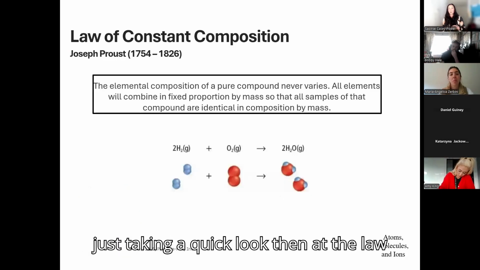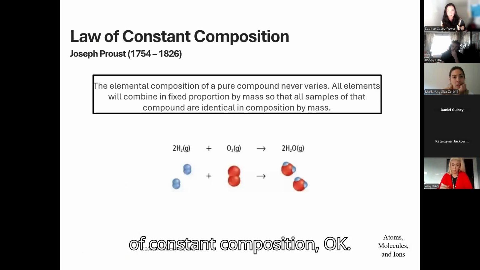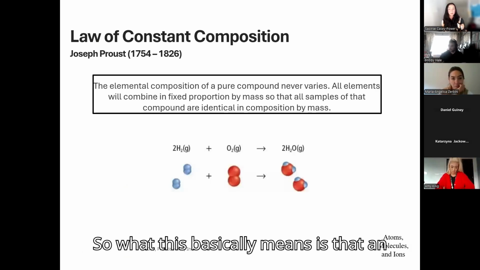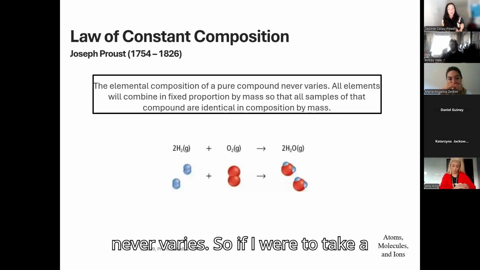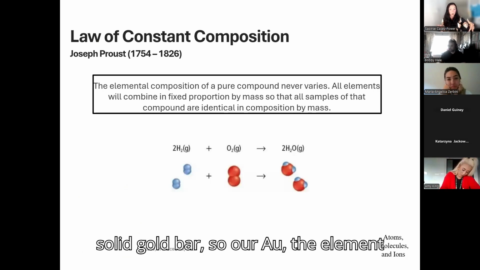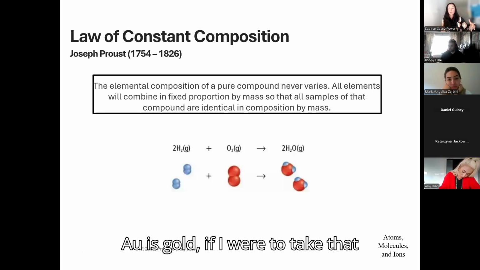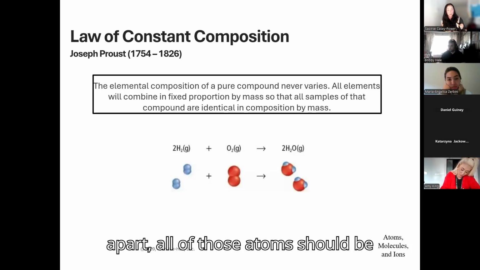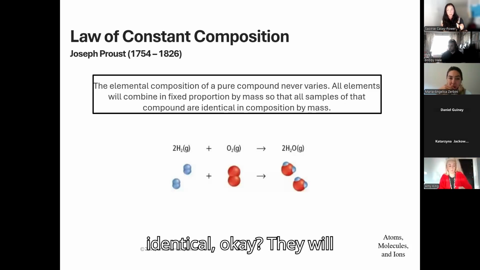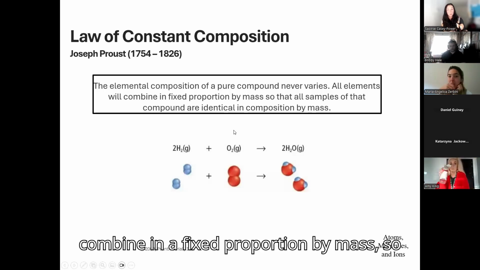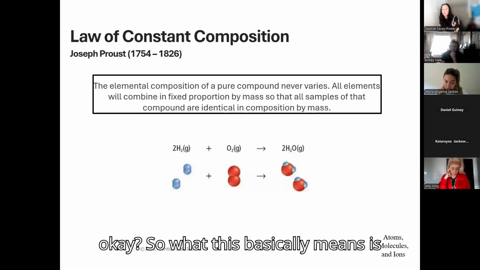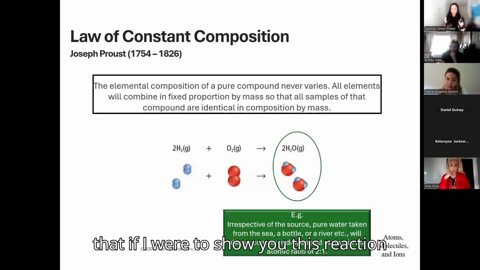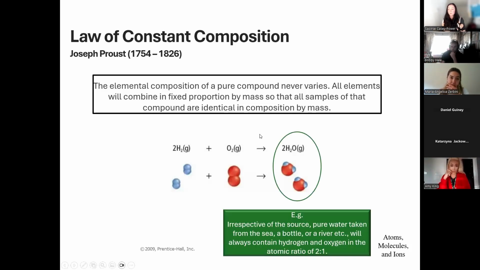So just taking a quick look then at the law of constant composition, okay? What this basically means is that the elemental composition of a pure compound never varies. So if I were to take a solid gold bar, the element Au is gold, if I were to take that apart, all of those atoms should be identical. They will combine in a fixed proportion by mass, so that all samples of the compound are identical in composition by mass, okay? So what this basically means is that if I were to show you this reaction of water, all right?